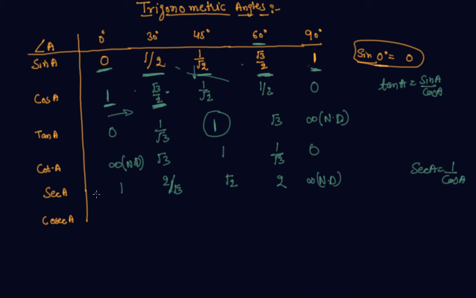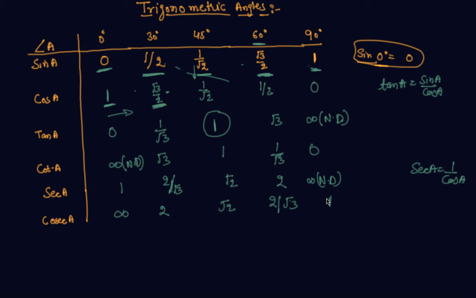Okay, now I am writing the values of cosecant. Now you can copy paste here: not defined, 2, root 2, 2 by root 3, and 1. These are all the values of trigonometric functions.